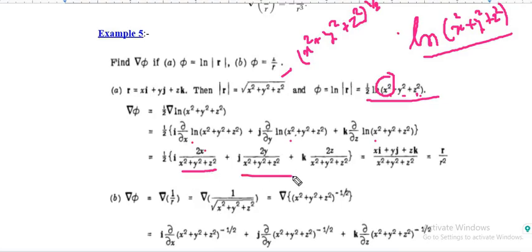Same thing happens for y. We are differentiating over y square, so this is twice of y, and the other factor is x square plus y square plus z square. And the same thing happens for z. So now take common. All are having 2 multiplied with half, so the half will be cancelled out, and the 2 factor will be cancelled out. So what is left over there? i of x, j of y and k of z. So this gives you the r vector. And x square plus y square plus z square obviously gives you r square.